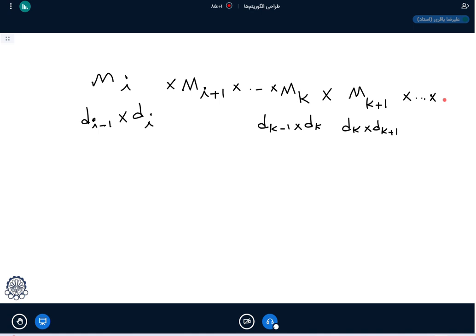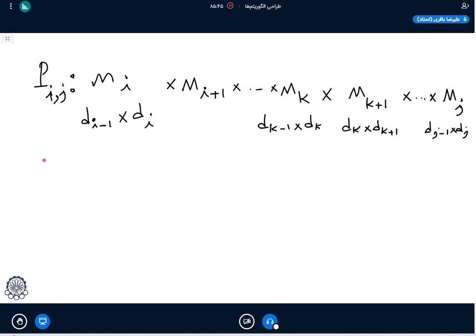And at last, we have Mj, the last matrix, with dimension dj minus 1 by dj. Suppose we are going to multiply these matrices from Mi to Mj. We denote this problem by Pij. Pij is a problem in which we are going to multiply matrix Mi to matrix Mj.